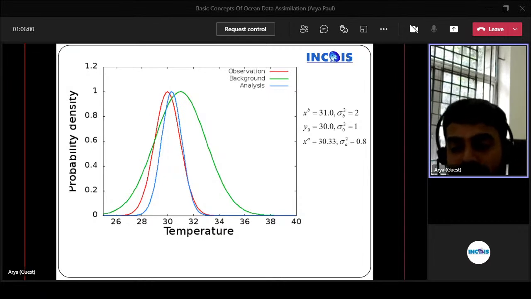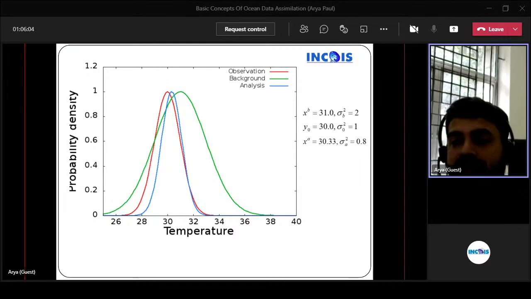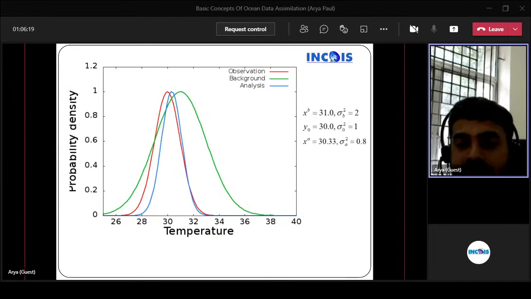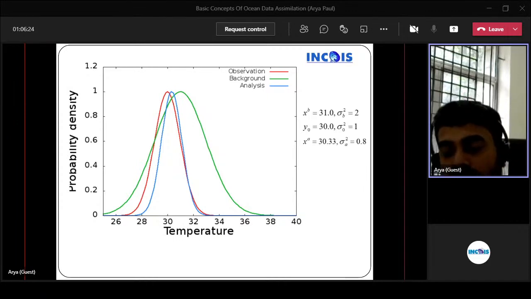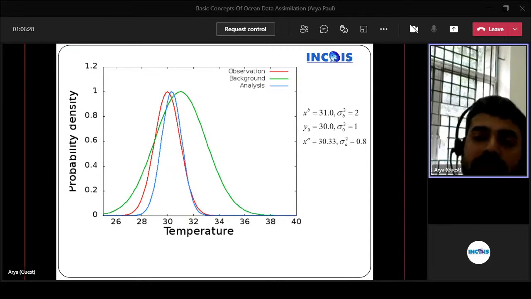At the end of the day, I come up with an analysis which is closer to the truth, something like 30.33, and which is sharper than both the observation and the model. That is, the standard deviation associated with this blue curve is smaller than both the standard deviation associated with the observation and the standard deviation associated with the model.